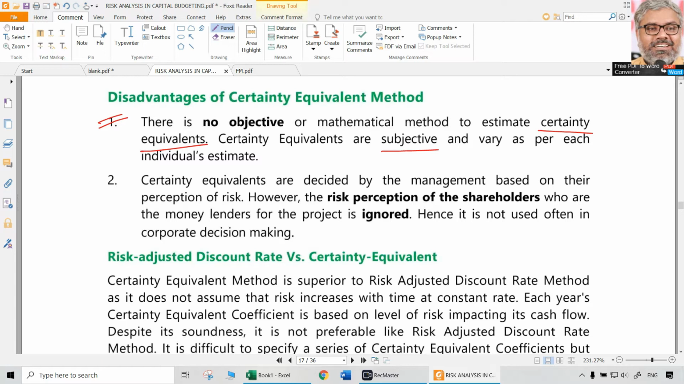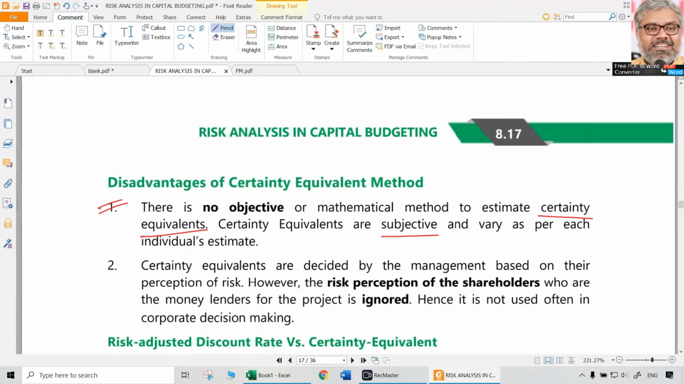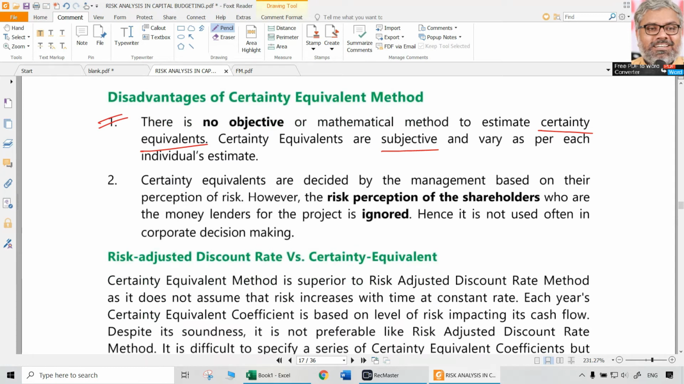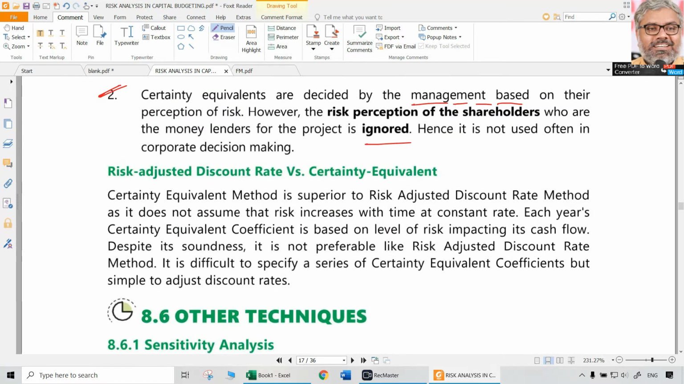Again I am telling, reality has no bearing on your marks. I tell you this only for understanding, which might be helpful for you in future when you enter the corporates. But from the examination point of view, the procedure is just simple. Cash flows to be multiplied with certainty equivalents, then multiplied with PVIFs, you will get discounted cash flows, you calculate NPV. That's it. And the certainty equivalents are decided by the management normally. So the shareholders' perception is ignored. That is the problem. So these are the disadvantages of certainty equivalent.